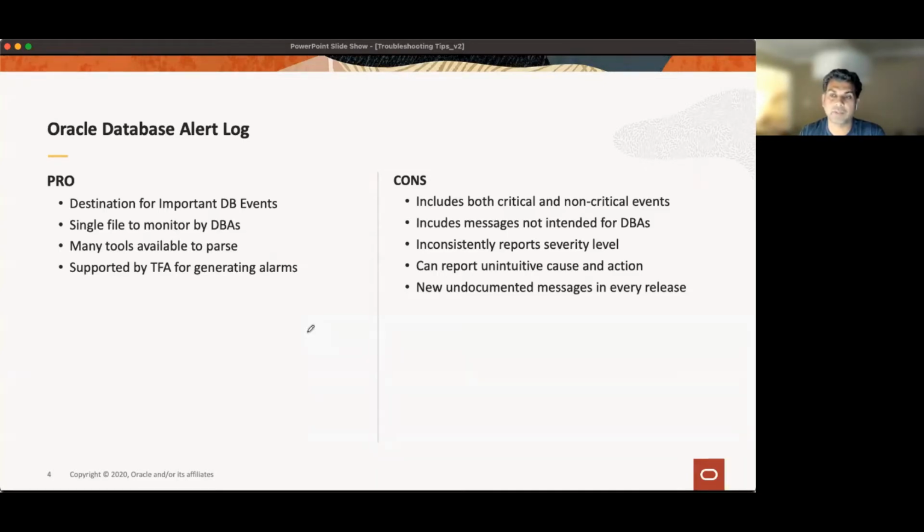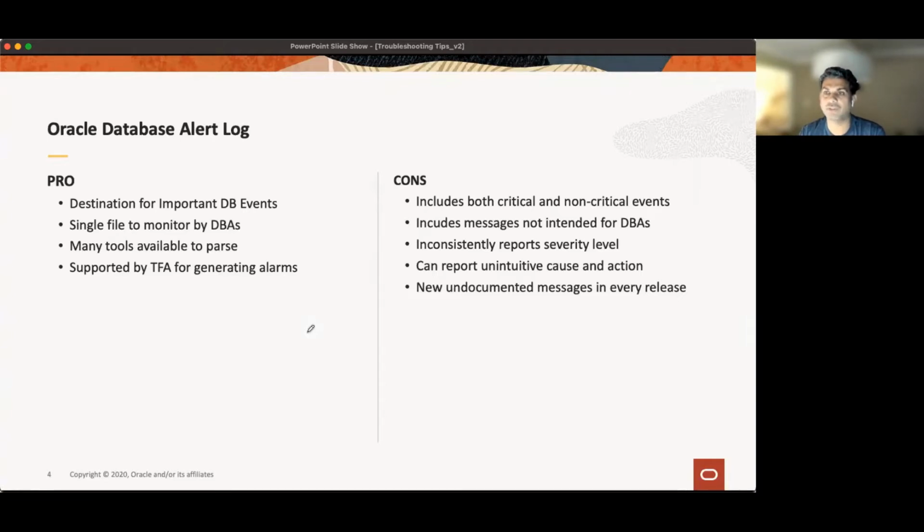And sometimes what happens is the messages report severity levels inconsistently, right? What I mean is different environments have different levels of standards for different messages. Like, for example, I lost connectivity with my Data Guard environment, but this is a development system, so I don't really care about it. But if it's a production system, I care about it. So the same message can mean two different things in the context of what environment it is. And it can also report cause actions that are not very intuitive, right?